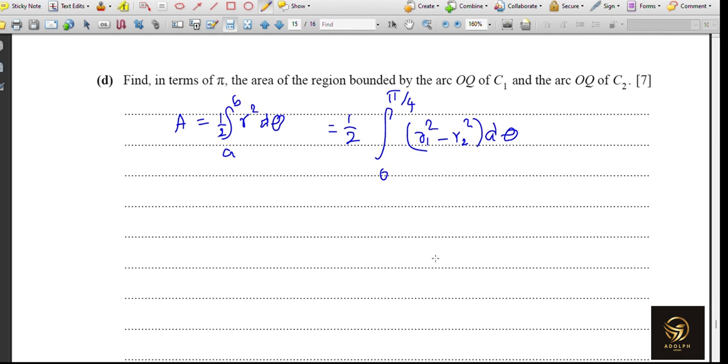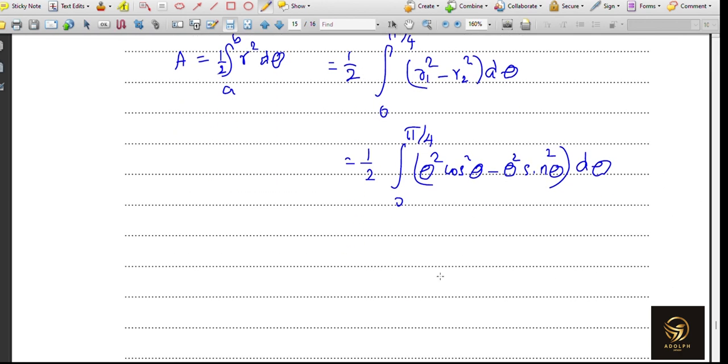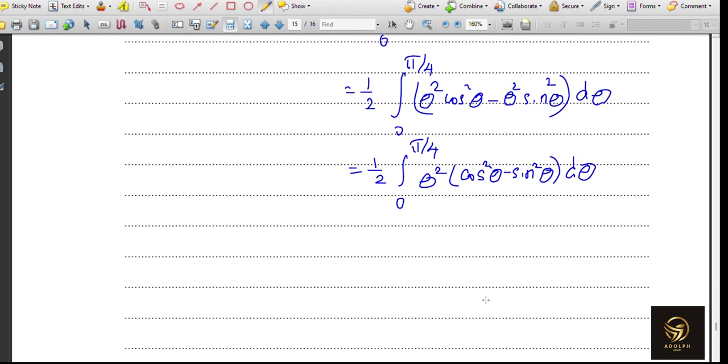Then r1 squared, we know that it is over 0 to pi by 4, theta squared cos squared theta minus theta squared sin squared theta, into d theta. After that, 1 by 2 into integral over 0 to pi by 4. Theta squared can be taken as common, so that we'll be getting the inside value as cos squared theta minus sin squared theta into d theta. Then in the next step, I can replace cos squared minus sin squared as cos 2 theta.